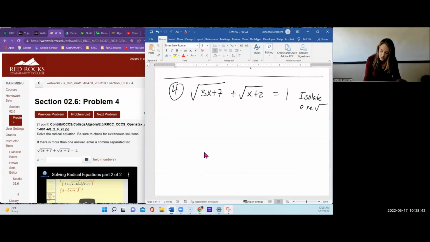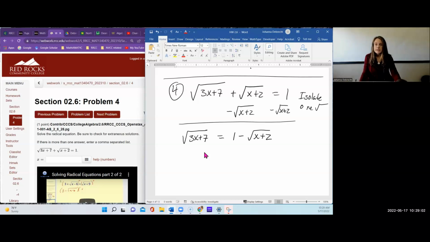The next step is going to be to subtract the radical square root of x plus 2 from both sides. This is going to lead to the radical of 3x plus 7 equal to 1 minus the radical of x plus 2. I chose to put the radical second because it was negative. You can also put it first and then put plus 1. When I'm looking at this now, I've got one of the radicals isolated on the left and the other radical, plus or minus a term, on the right.